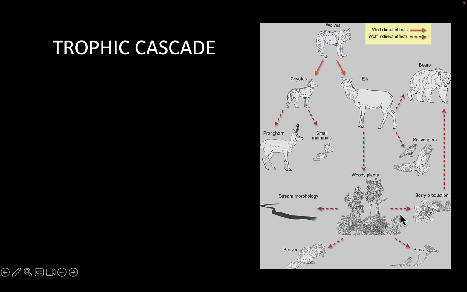Well, that led to more berry production. It also led to less erosion in the rivers. It created trees that beavers could harvest. It created nesting sites for birds. And those things then had further cascading impacts. So the berry production led to more food for bears, and so on. And so there were a lot of cascading effects of the wolf reintroduction in Yellowstone.